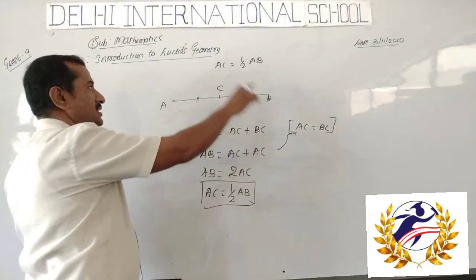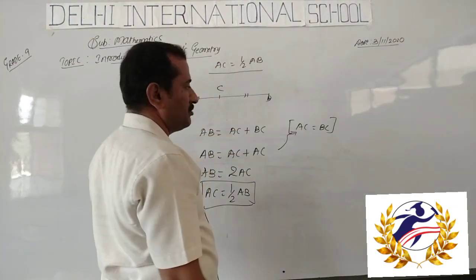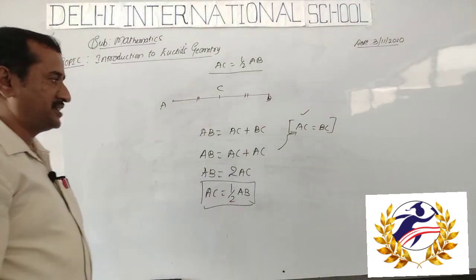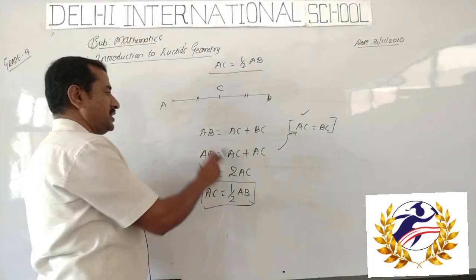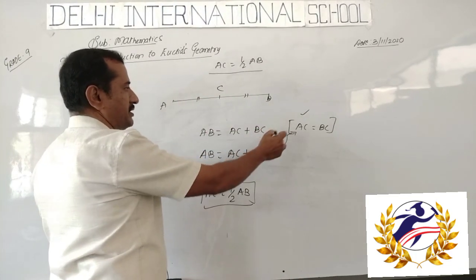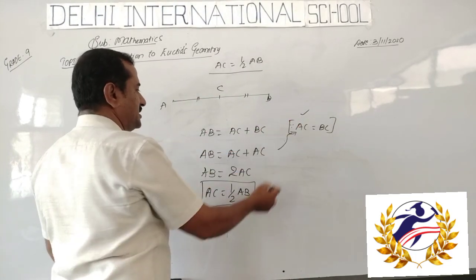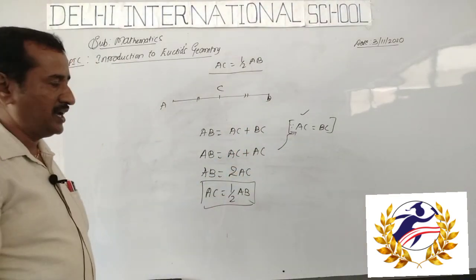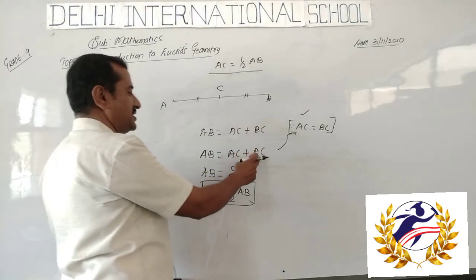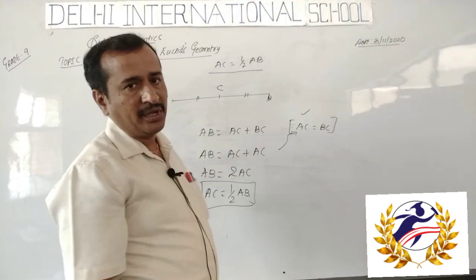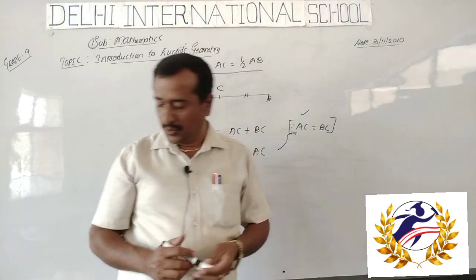Now, it is given that we need to prove AC is equal to half of AB, and AC is equal to BC is given. According to the figure, AB can be written as AC plus BC. As AC is the same as BC, instead of BC I am going to substitute AC only. So AC plus AC is 2AC. If you want AC, it becomes half of AB. I hope it is clear to you.